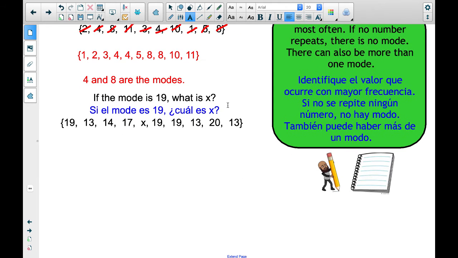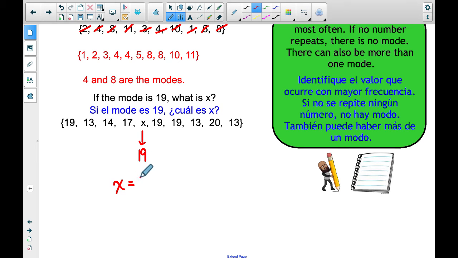All right, moving down. If the mode is 19, what is x? Well, currently 19 is repeating 3 times. But what I see is 13 is also repeating 3 times. So currently the mode isn't just 19, the mode is 19 and 13. But if we make x 19, now 19 is the mode because 19 appears 4 times, which is more than any other number. So in this case, x has to be 19. That's the only possibility, or else your modes are going to be both 19 and 13 rather than just 19.